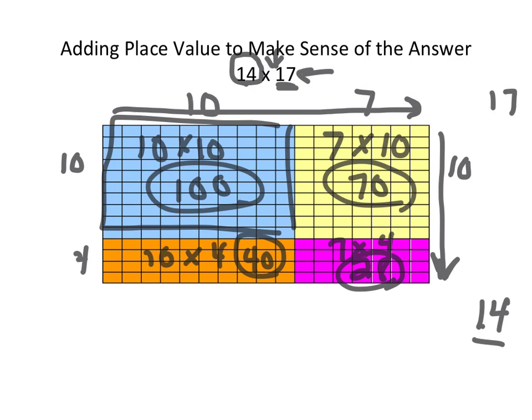So if students see this problem this way, it's much faster for them then to add up the answer to see that they have 100 plus 70 plus 40 plus 28, and they can add those together to calculate the answer. It's just an easier way to visualize, using those groups of 10s and 1s, what the answer would be.